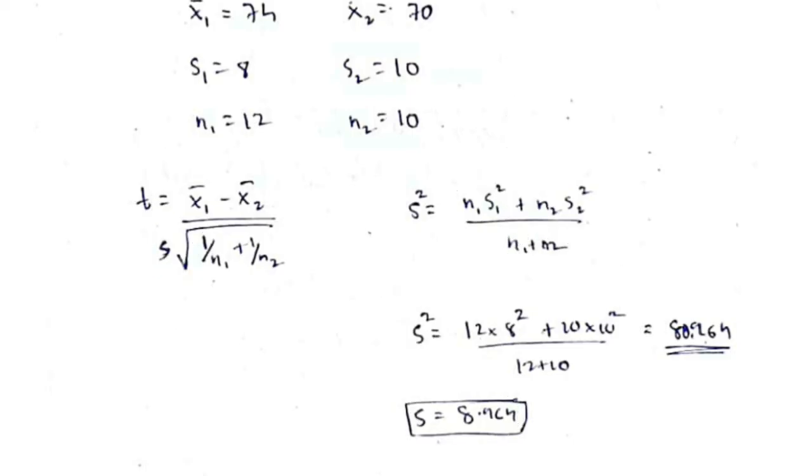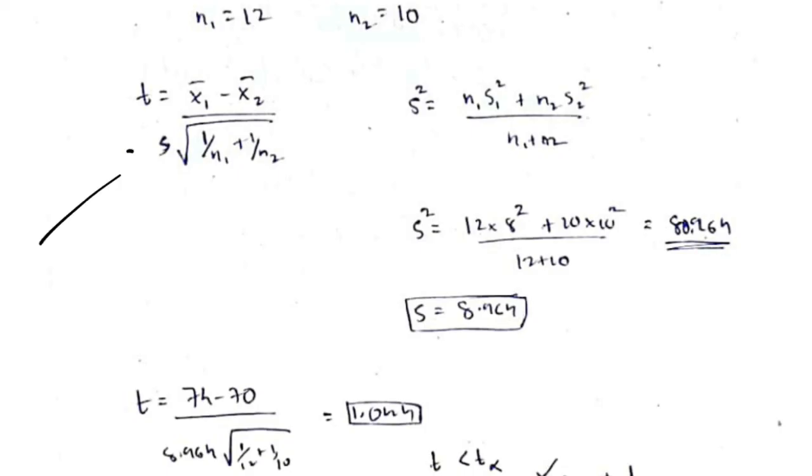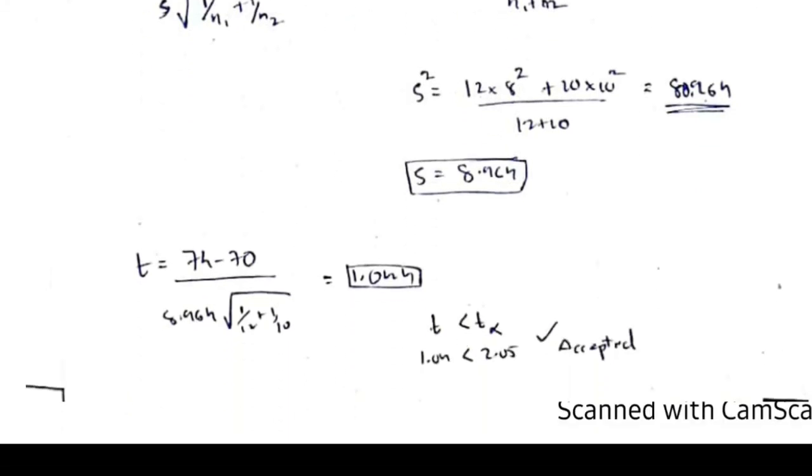Okay, after we get the value of s, we just have to substitute back here to get the t value. Then we will compare the t value with the given t value. If it's less than that, then it will be accepted.